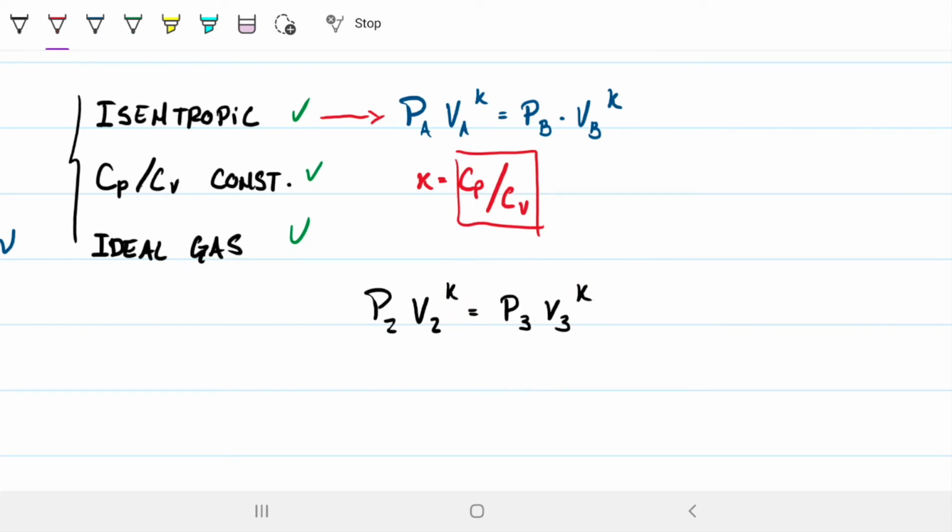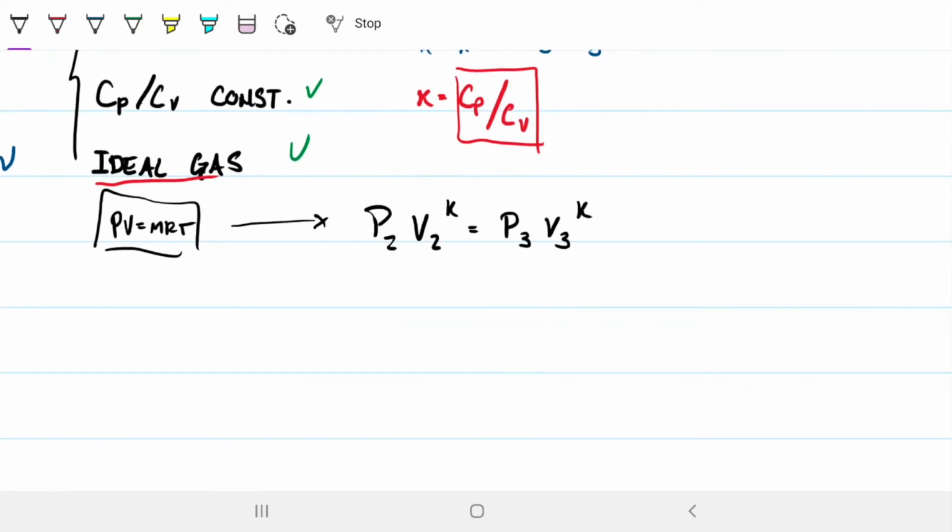And then finally, if we only had these two, that would be fine. We could still do this. However, if we want to apply the ideal gas law, remember PV equals RT, to be able to have other versions of this equation, for instance, if we want a relationship between temperatures and volumes, then I need to apply the ideal gas, and then I can get, for instance, temperature 3 divided by temperature 2 has to be equal to volume 2 divided by volume 3, to the K minus 1.